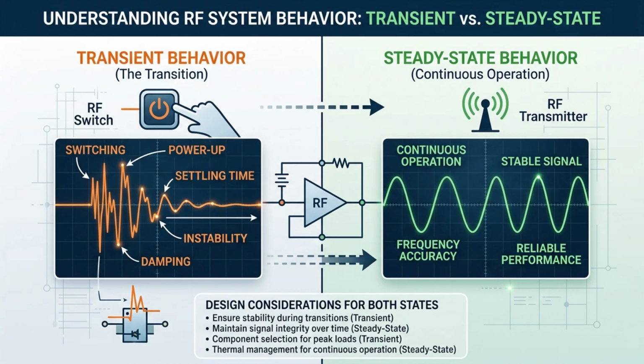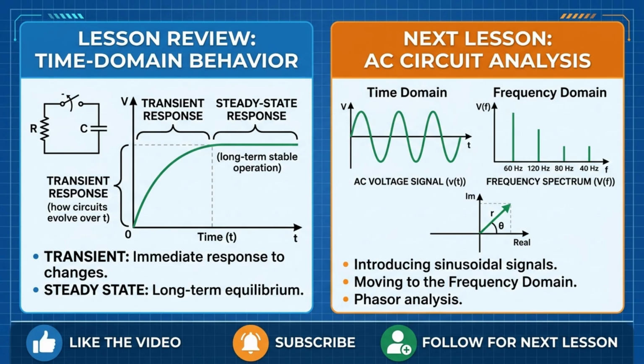Understanding both transient and steady-state behavior is essential for designing RF systems that perform correctly during both signal transitions and continuous operation. In this lesson, we learned the difference between transient and steady-state behavior in electrical circuits. Transient response describes how circuits evolve over time, while steady-state describes long-term, stable operation. In the next lesson, we will begin AC circuit analysis and move into frequency domain circuit behavior.